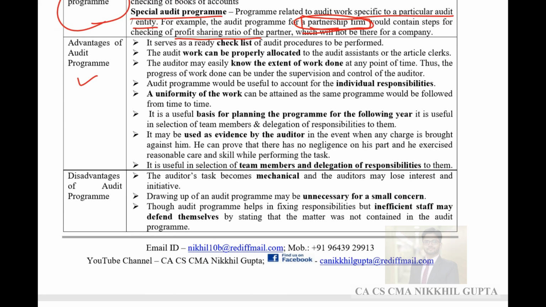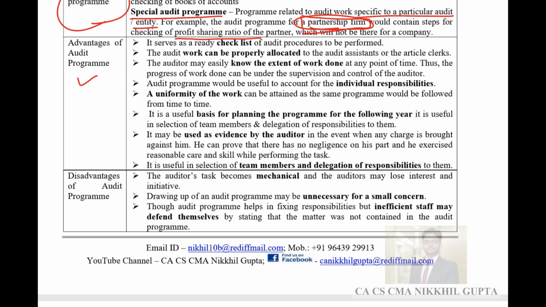Now what are the advantages of an audit program? Guys, you tell me, what are the advantages of planning? If you plan your studies, if you plan your vacation, if you plan anything in your life, what is the benefit of having a plan? Simple. It makes your work easier, it makes your work systematic, it ensures timely completion of work, it ensures that you do not miss out on anything, it ensures that people are aware about their responsibilities, and the work is done in a proper manner, in a timely manner. These are the benefits of a plan.